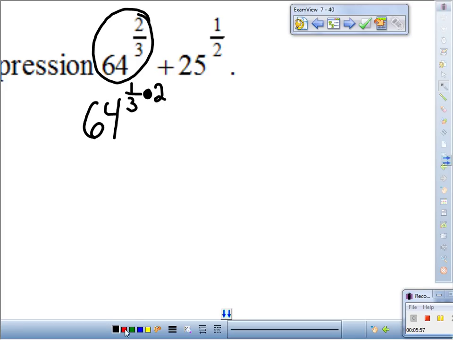Are we there so far? Now, why do we need it like this? Because now this can be written as a radical with an index of 3. What goes inside? 64.